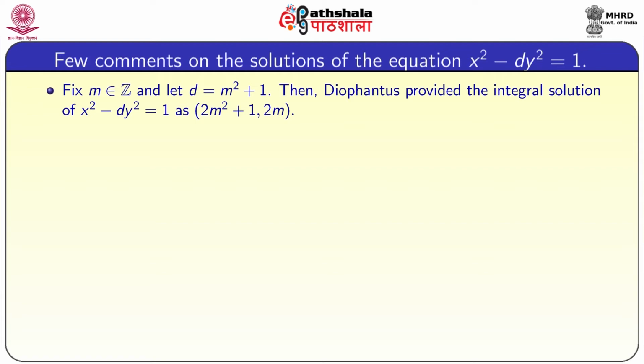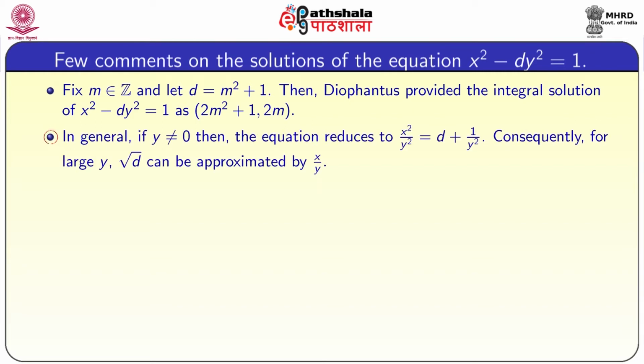Before that, if you fix m belonging to Z and if you take d equal to m square plus 1, then Diophantine provided an integral solution to x square minus d y square equal to 1 as (2m square plus 1, 2m).